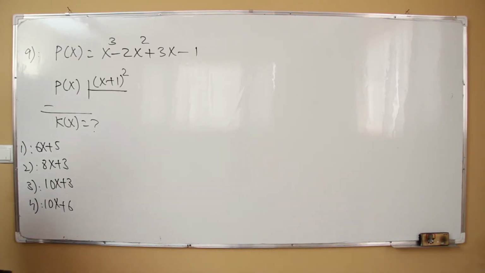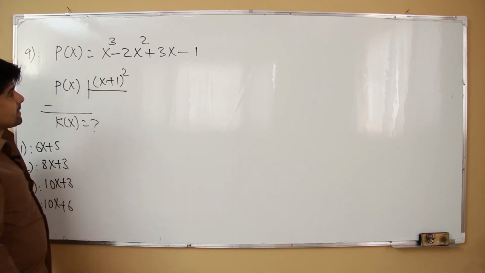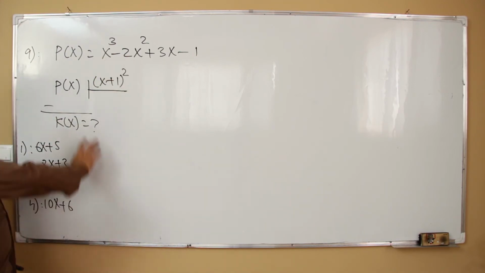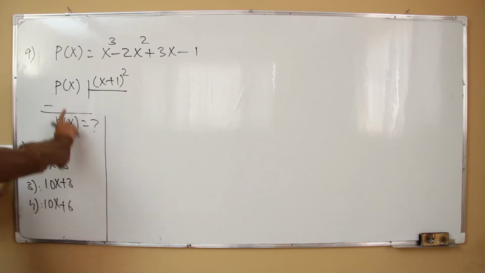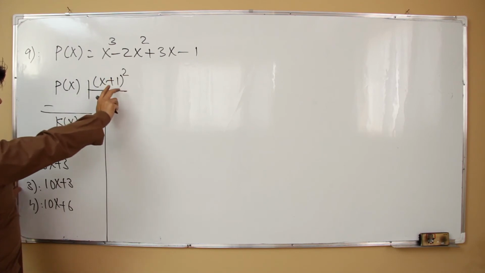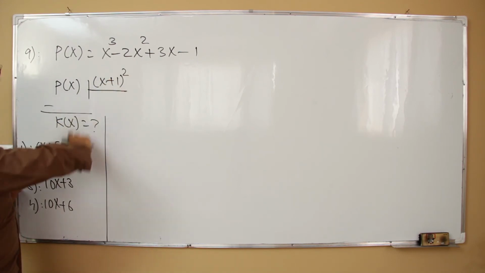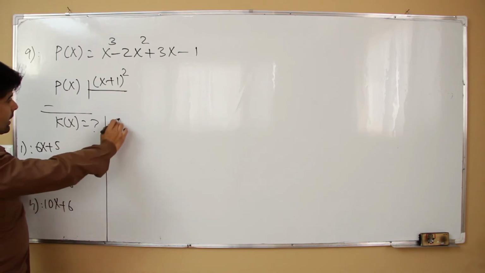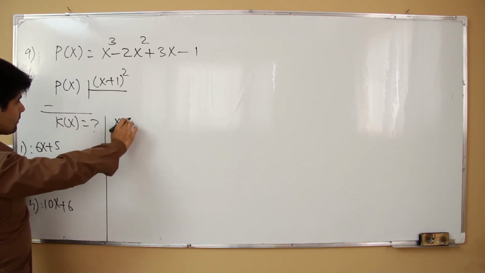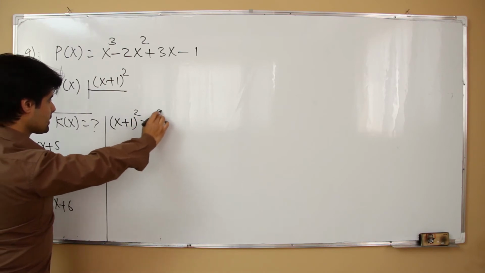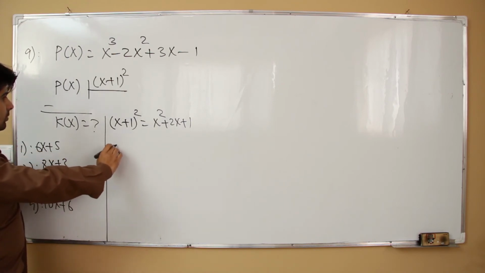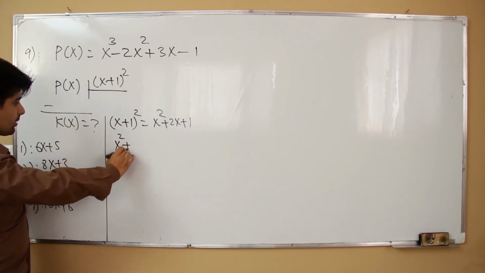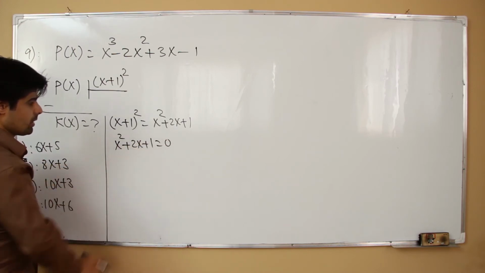Question number 9. P(x) is equal to x cubed minus 2x squared plus 3x minus 1. P(x) is divided by this polynomial. Now what is the remainder? You have two ways. First, instead of P(x), write this one, simplify it, then divide. And the second way: (x plus 1) squared is equal to x squared plus 2x plus 1. Am I right? Yes. Then equate this one to 0. X squared plus 2x plus 1 should be equal to 0.